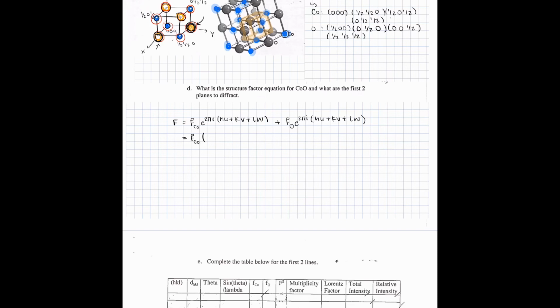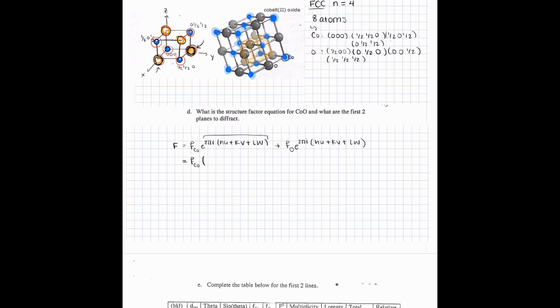F CoO. I'm going to pull all of those out because we're going to have multiple of these. Since we have 8 atoms in our unit cell, we actually also have 8 terms in the structure factor equation. We're going to get 4 terms from cobalt, 4 terms from oxygen to add up to 8 total points. So e to the 2 pi i, let's do the first point right here. h times 0 plus k times 0 plus l times 0. Cool. e to the 2 pi i.